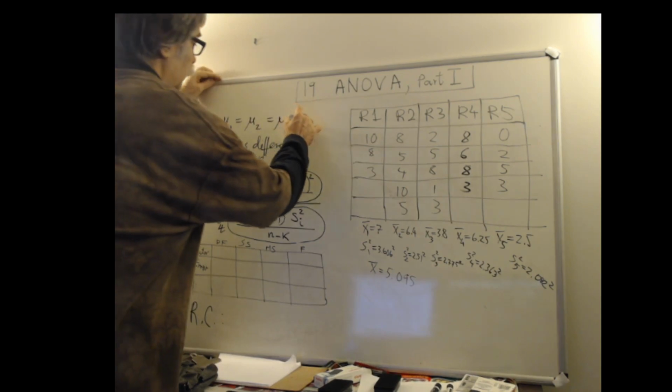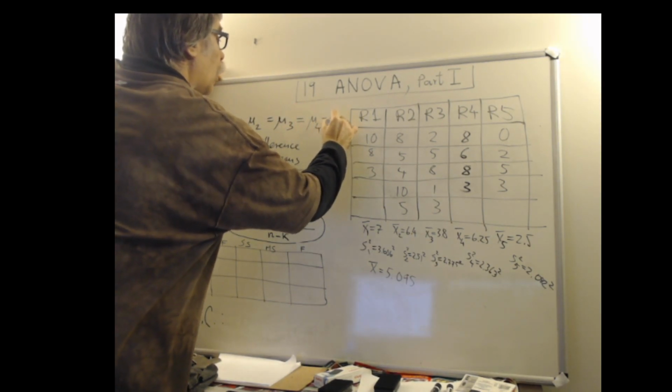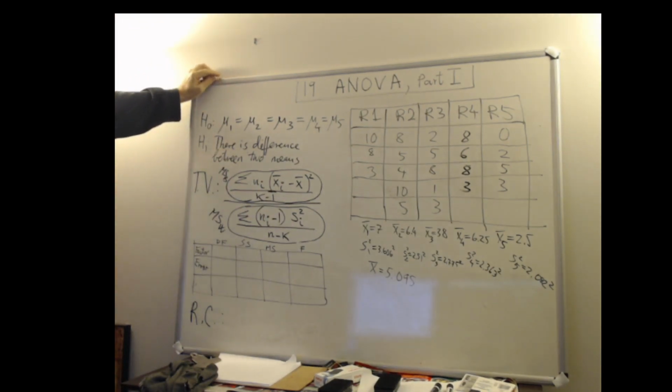So now the setup of my test would be that all 5 rows have the same mean. That's the null hypothesis. The alternative hypothesis: there is a difference between 2 means. There is a difference in seating between 2 rows. Don't know which 2, but there will be a difference between 2 rows.